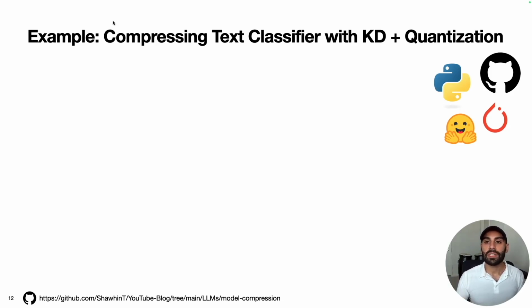The example here is we're going to take a text classifier and compress it using knowledge distillation and quantization. One thing I actually forgot to mention is that these three different compression approaches of quantization, pruning, and knowledge distillation are often independent of one another, which means that we can combine multiple approaches to achieve maximum model compression. So here I'm going to combine knowledge distillation with quantization to achieve a 7x reduction in model size.